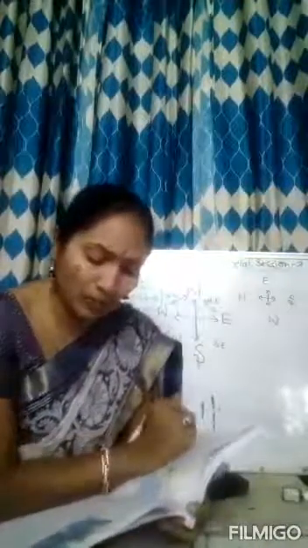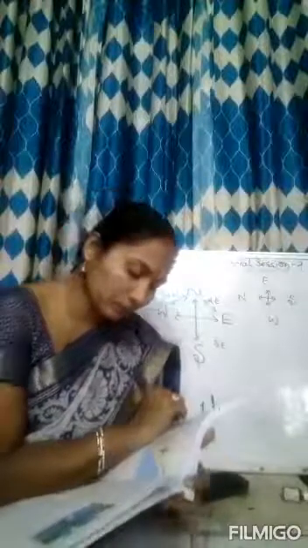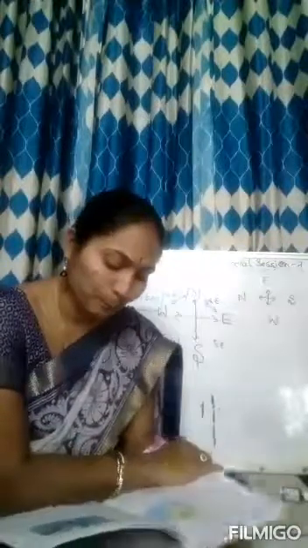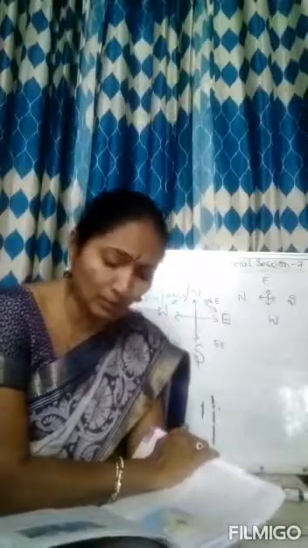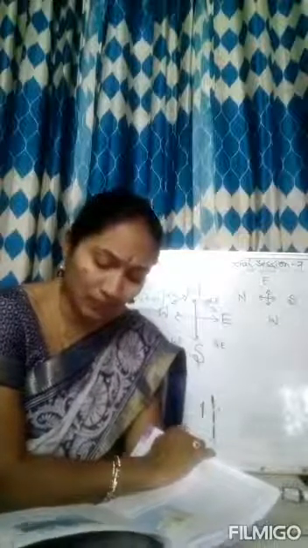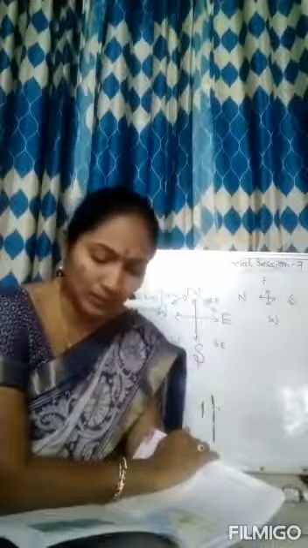Next, the color scheme of the map can be understood by the key or the legend that is provided. It maintains the depth or height from the sea level for each color.